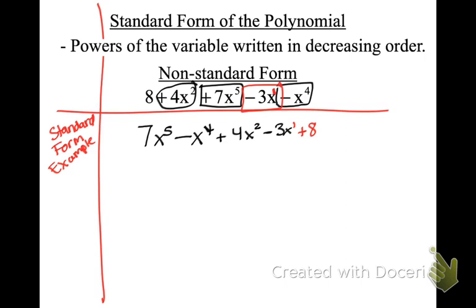Now, theoretically, why is that at the end? Because it's x to the 0 power. Anything to the 0 power equals 1. 1 times 8 is 8. So this is what we call standard form, where we put it in order of the exponents from the biggest ones to the smallest ones, in decreasing order. Yes? What if there's two of the same exponent? We're going to combine our like terms, and I'll show you that next.